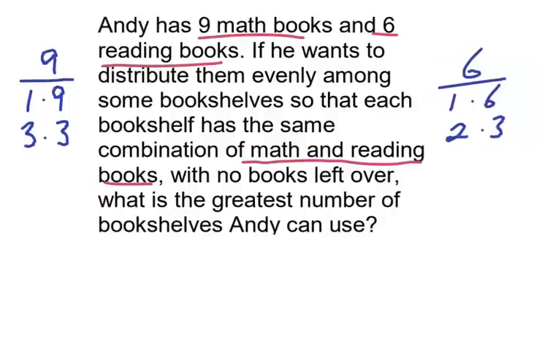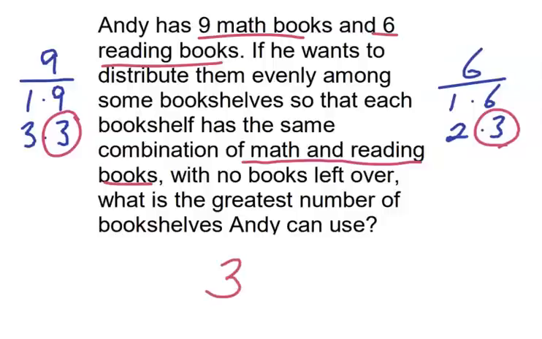So here we are. What is the greatest common factor of 9 and 6? Well, the biggest number that's in both is 3, right? So, what is the greatest number of bookshelves Andy can use? The answer is 3, right?